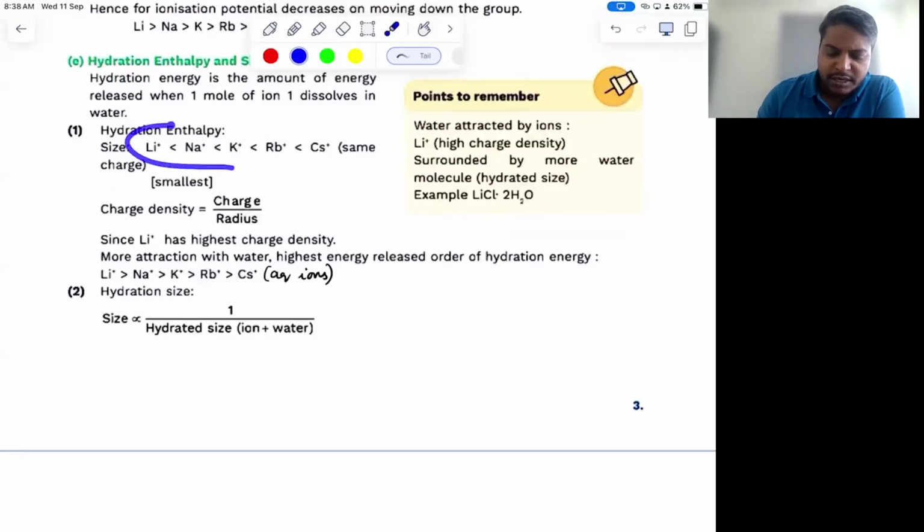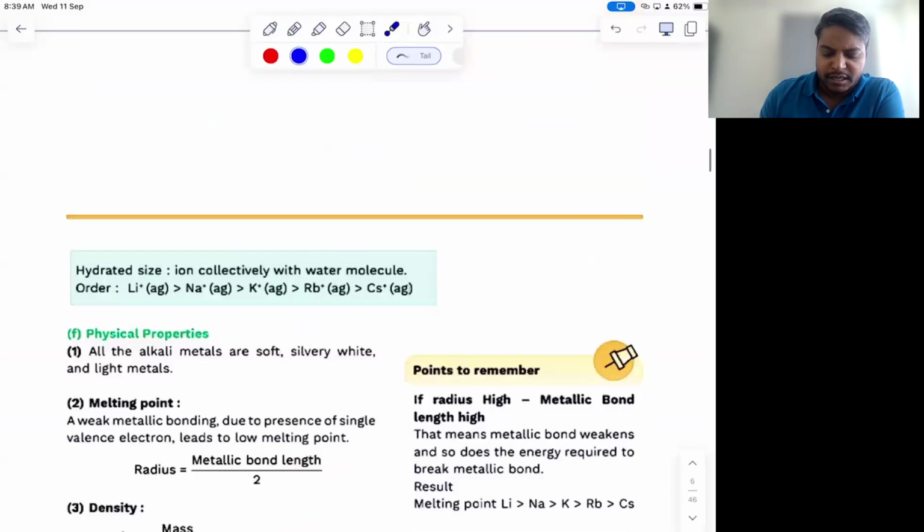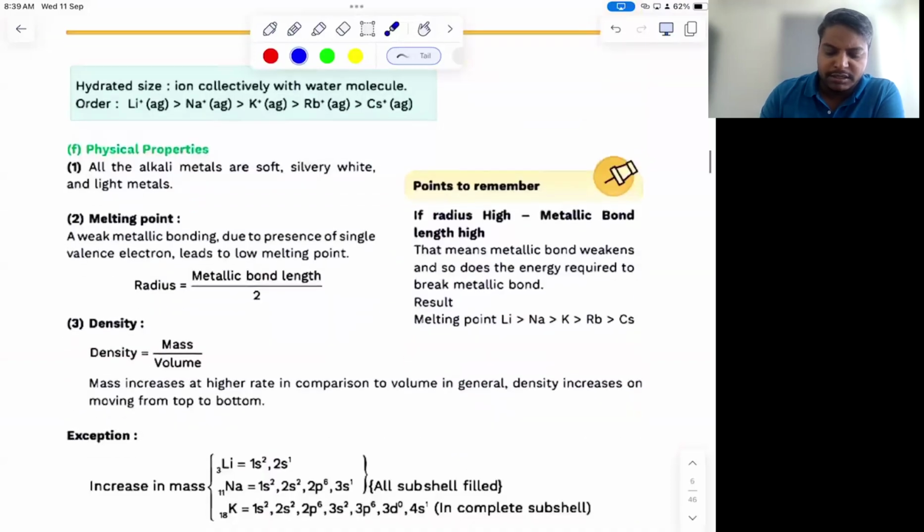Check this out. So hydration enthalpy would vary this way, and aqueous ions would be this way. From lithium towards cesium, it will decrease. Got it? And this is the size of the hydrated ions.